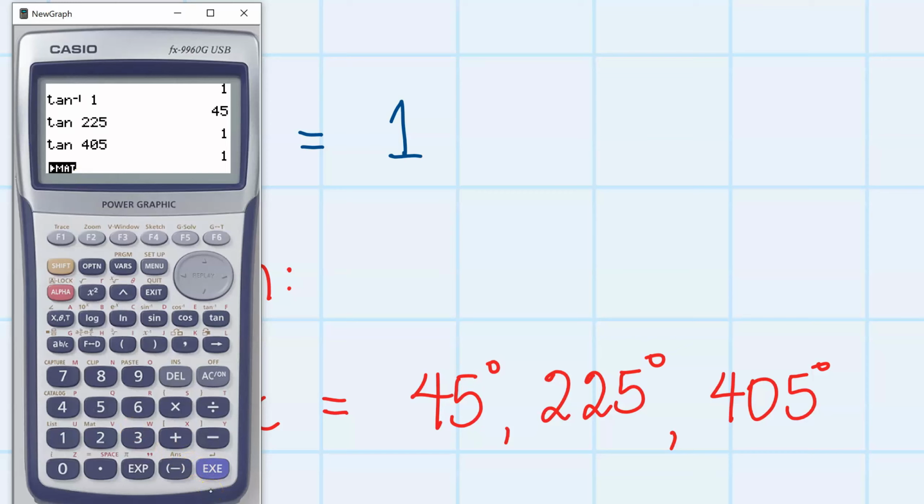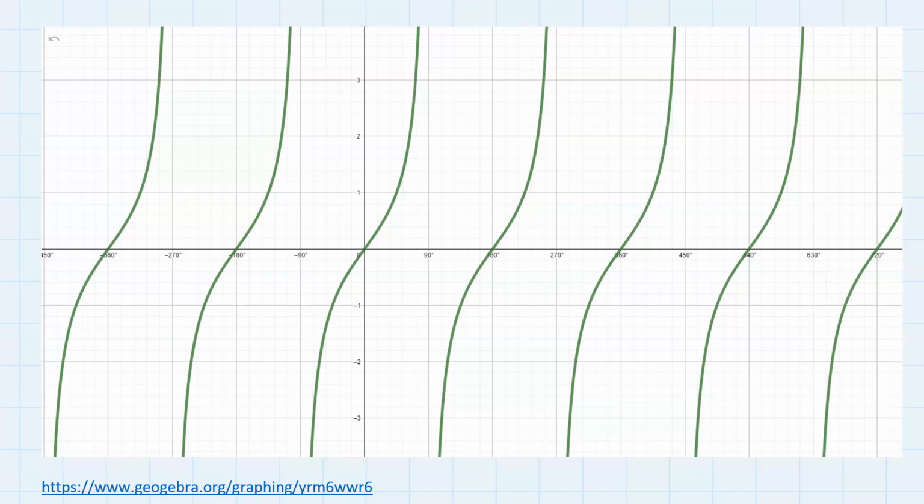So, how many solutions are there? And, more importantly, can we describe these solutions using a formula? In order to do this, we need to look at the graph of the tan function. Okay, so here is the graph of the tan function. We can see it has a period of 180 degrees. We can see that the curve repeats itself every 180 degrees.